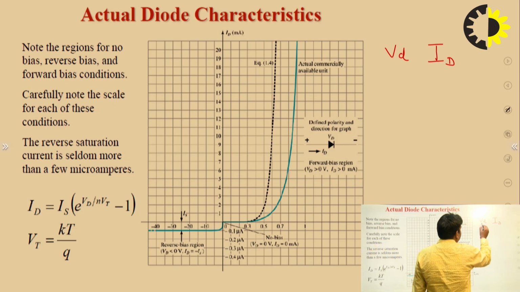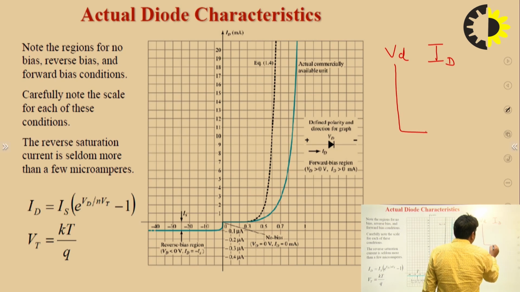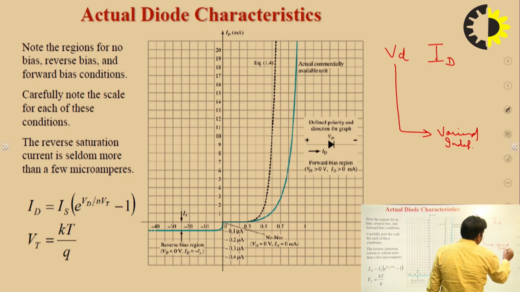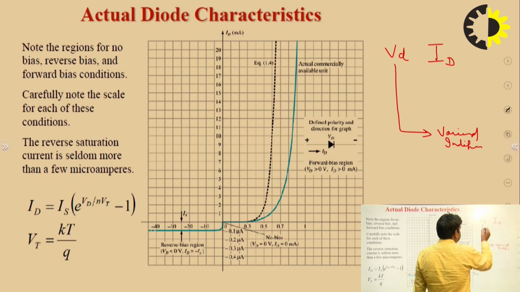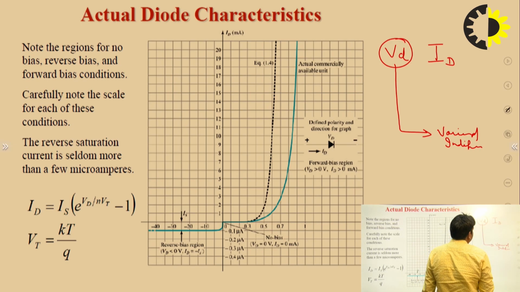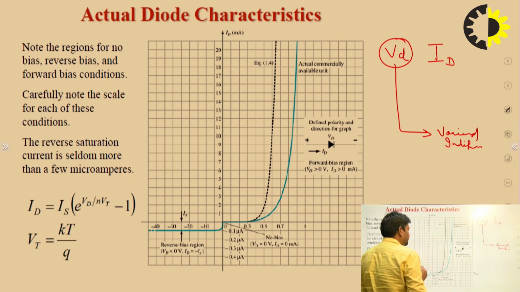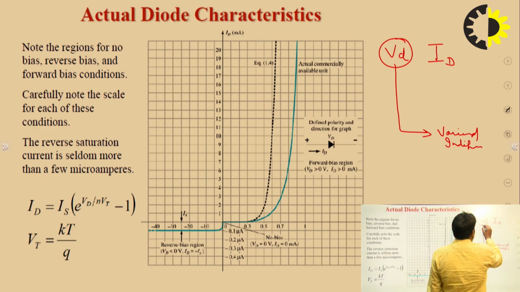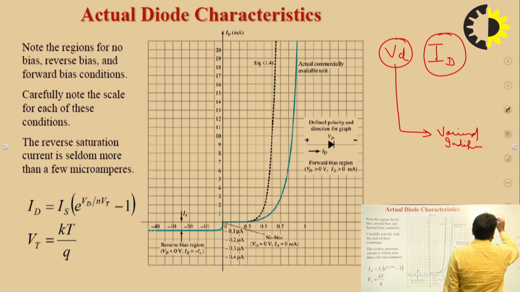So if we vary the input voltage, the voltage across the diode is to be varied independently. That means the diode voltage is called the independent variable, and by varying the diode voltage, the diode current changes accordingly, so the diode current is the dependent variable.